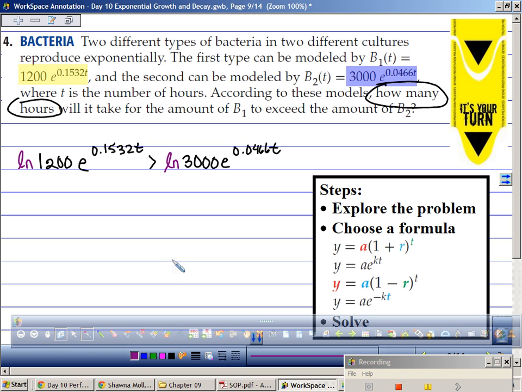Think. It would be 0.1532 T times 1200. It's greater than it. Okay. But I just own it times the 3000. But think about that for a second. Why?